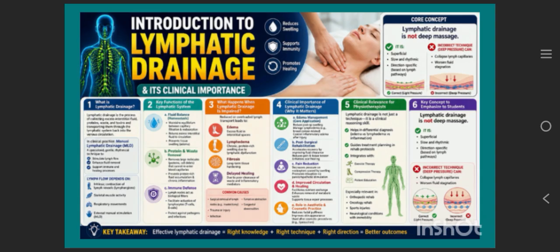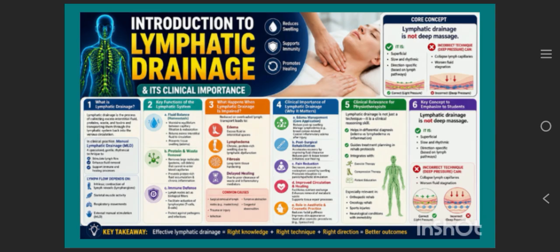The second clinical importance of lymphatic drainage is post-surgical rehabilitation. Firstly, it accelerates recovery by improving fluid clearance. Secondly, it reduces pain and tissue tension. Thirdly, it enhances scar healing. These three are the clinically related points for post-surgical rehabilitation.